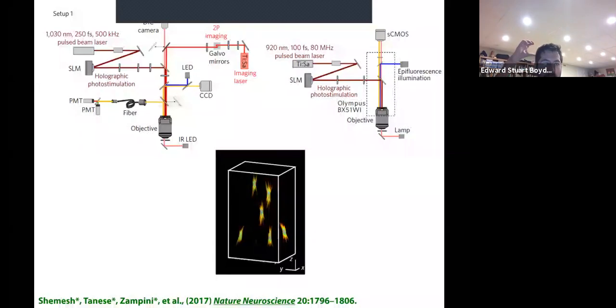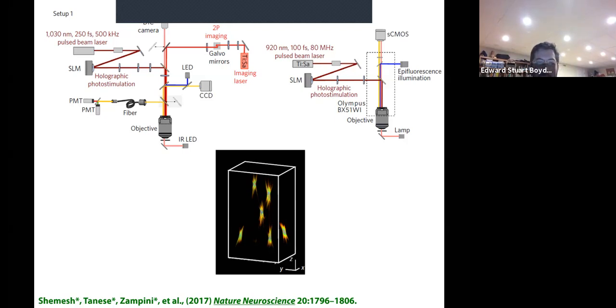Recently, we've worked with Valentina Emiliani's group to get the spatial resolution down to single cells. Valentina invents holographic projectors for the brain, like those shown at the top. Pulsed laser microscopes that create holograms. Holograms are three-dimensional sculptures of light, like what you see at the bottom. In a collaboration, Valeria Zampini, Dimitrii Tanese, and Or Shemesh, working between our two groups, worked on making a molecule and a microscope that are perfectly matched.